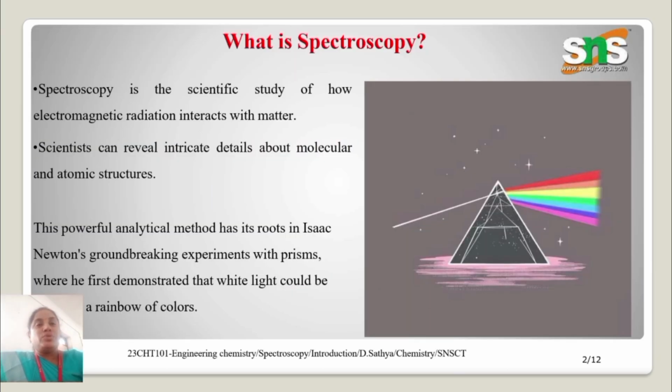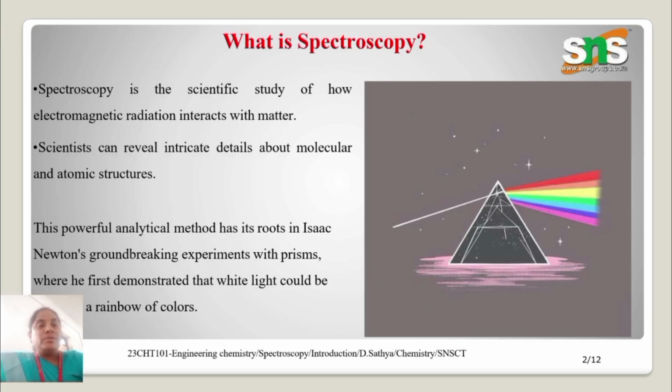So, first of all, what is meant by spectroscopy? Spectroscopy is the study of electromagnetic radiation as it interacts with matter. So the electromagnetic radiation interacts with the matter. This is spectroscopy. So scientists can reveal detailed information about molecular and atomic structures.